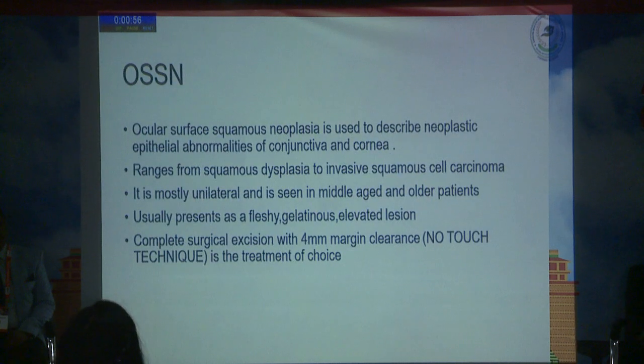A word about OSSN. Ocular surface squamous neoplasia is used to describe neoplastic epithelial abnormalities of the conjunctiva and cornea. It ranges from squamous dysplasia to invasive squamous cell carcinoma. It is mostly unilateral and is seen in middle-aged and older patients. It usually presents as a fleshy, gelatinous elevated lesion. Complete surgical excision with 4 mm margin clearance, no-touch technique, is the treatment of choice.